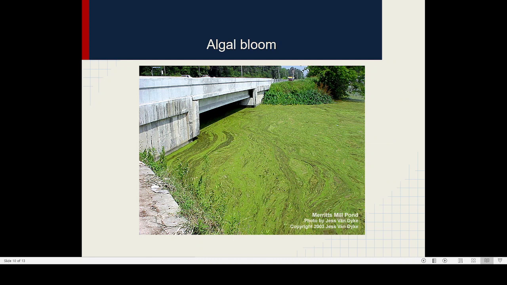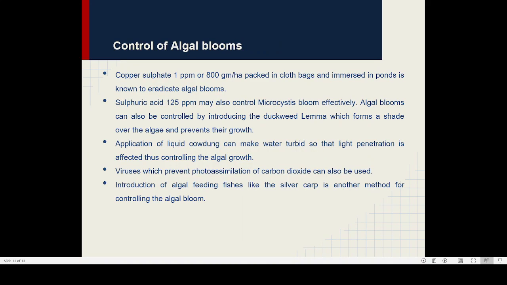Here also you can find a case of algal bloom. Algal blooms are mostly common during the rainy season. So what can we do to control algal bloom? Most of the time, we will be applying some kind of cow dung. Cow dung is a very easy solution. Cow dung can be applied so that light penetration is affected. When we put a solution of mixed cow dung, that will be reducing the visibility, and that will be affecting the growth of the algae.